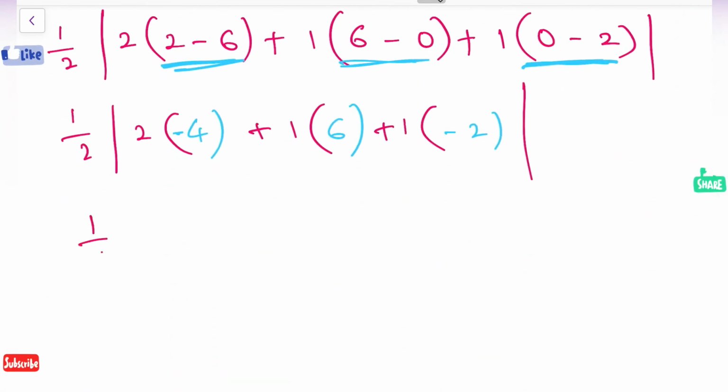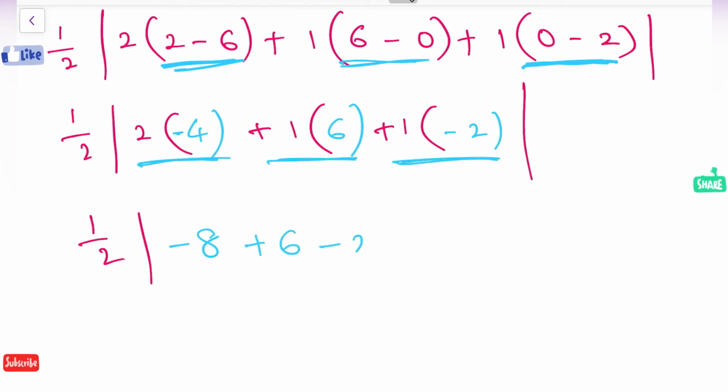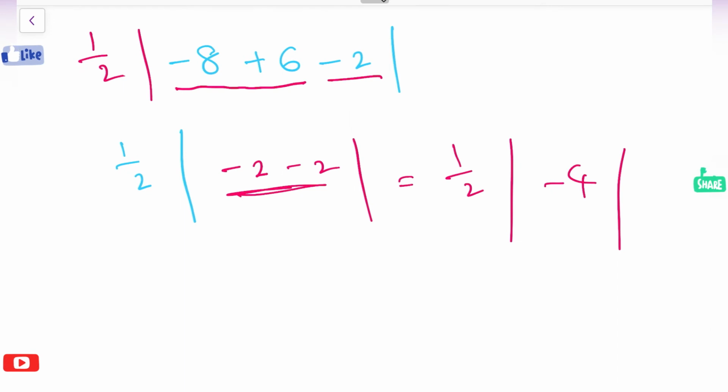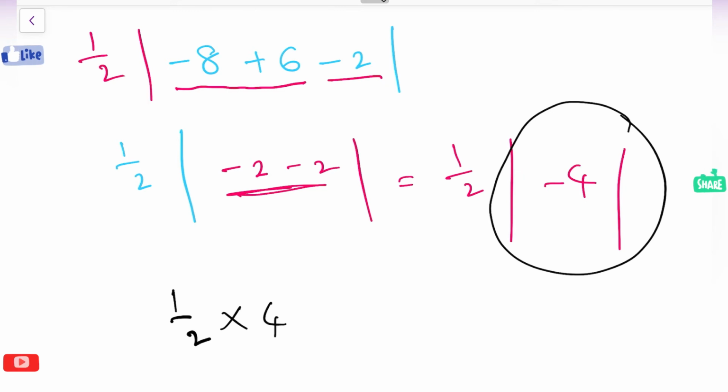Now half modulus 2 into minus 4 is minus 8, plus 1 into 6 is 6, plus 1 into minus 2 is minus 2. So we get half modulus minus 8 plus 6 minus 2. This minus 2 as it is. So we get half modulus minus 2 minus 2, that is minus 4. Half modulus minus 4 is nothing but plus 4. So half into 4, 2 ones are 2, 2 twos are 4.